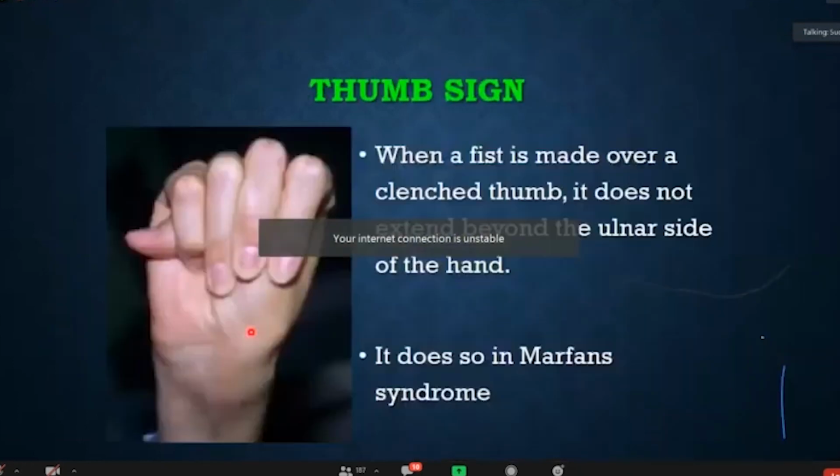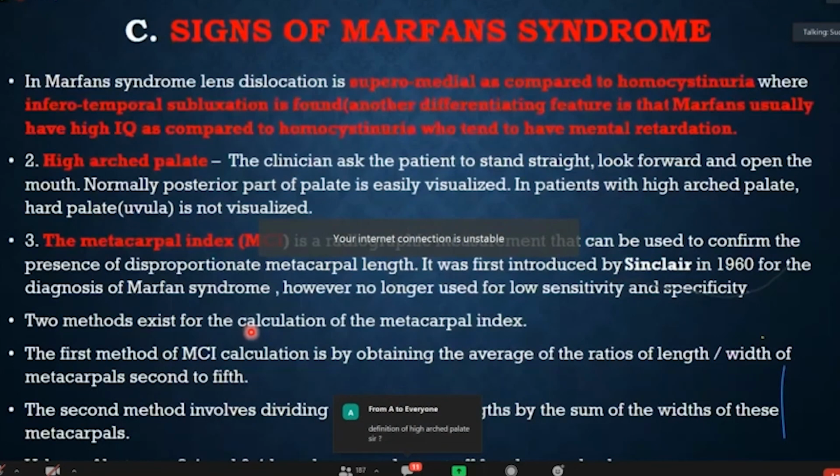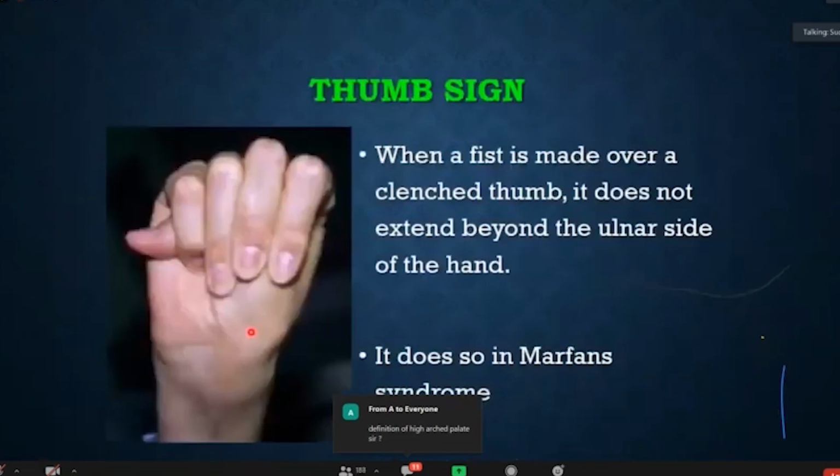Now let's go to a few other signs. This is known as the thumb sign. I think for all patients who come with aortic regurgitation, or any patient whom you are doing as a rheumatic case, you have to look for Marfanoid features. So tell them to do a thumb sign. Normally when you make a fist with a clenched thumb, it does not extend beyond the ulnar side of the hand, but you can see in the picture the thumb sign is positive. It does happen in a case of Marfan syndrome.